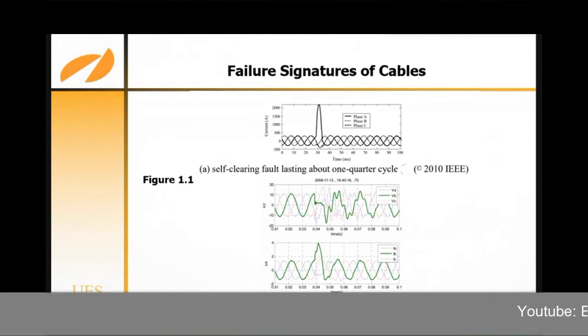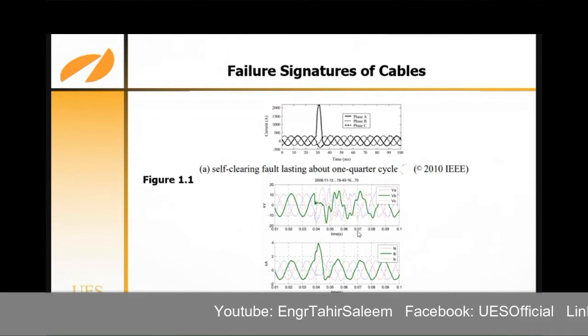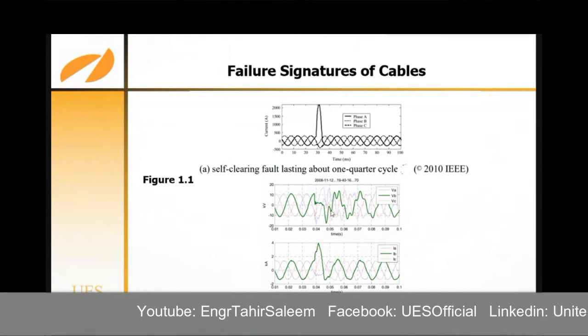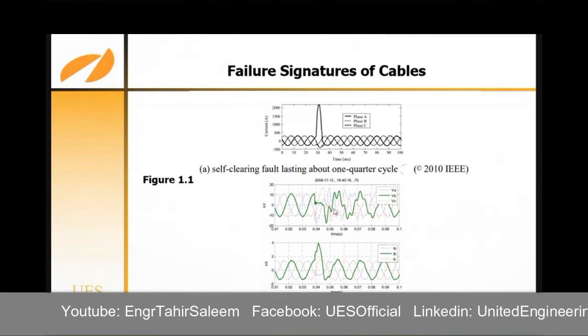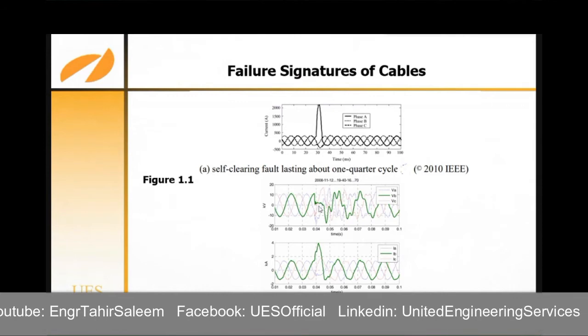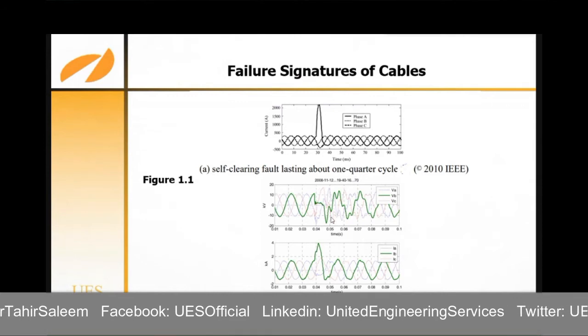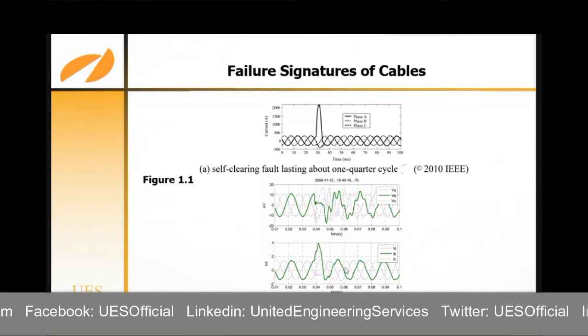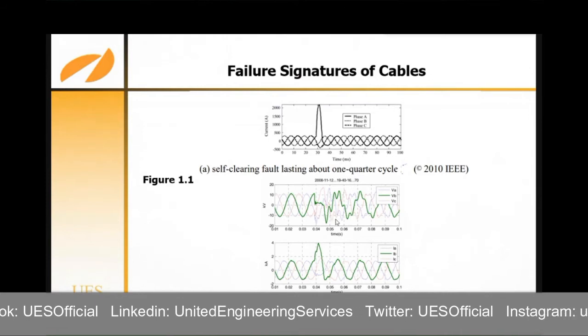Now, for the self-clearing fault lasting about a half cycle. In this figure, you can see that not only a quarter cycle of the voltage and current waveform has experienced this fault, but a complete half cycle of it has this self-clearing nature.